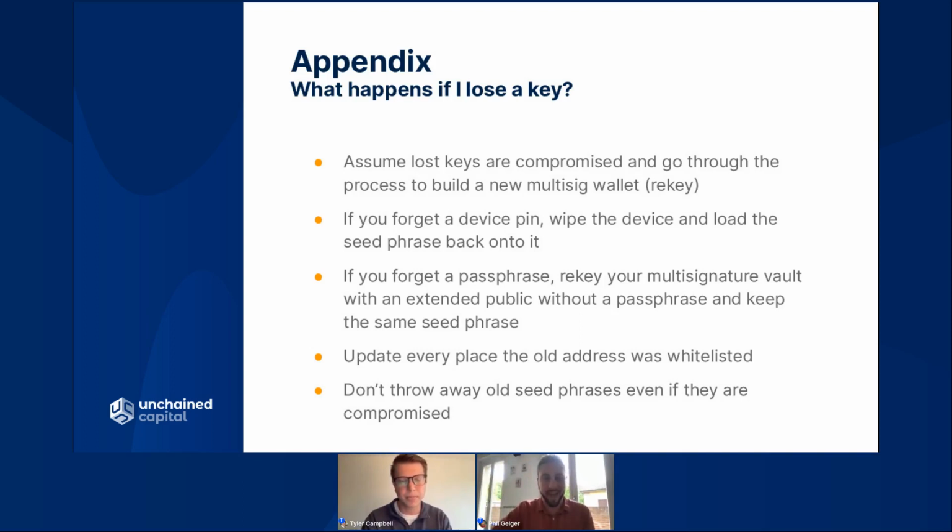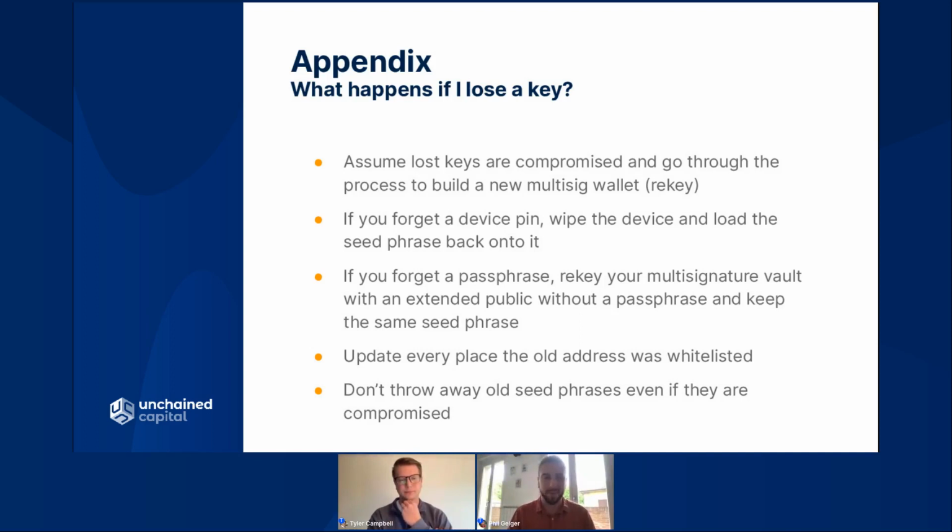Yeah, a couple points to add to that. If you do lose one of your hardware wallets, or one does break, and you have to set up a new quorum with a separate key, just make sure that you're going back and updating every place that old address was whitelisted. So if you're dollar cost averaging, or using an exchange and you've whitelisted that address, you definitely want to make sure you're not sending Bitcoin to that old address where you've lost one of the keys.